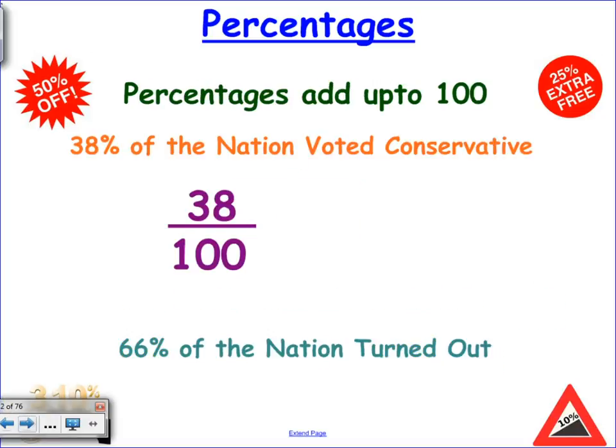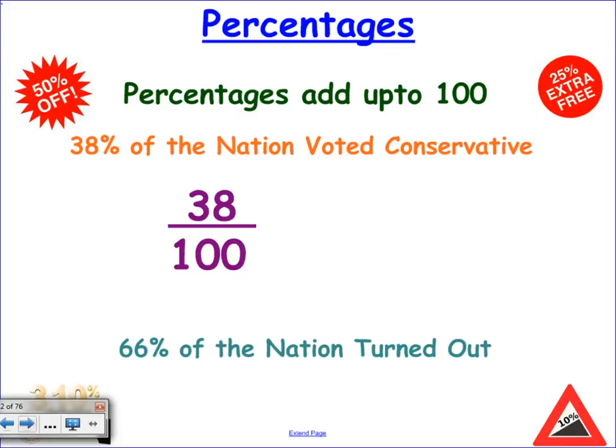Okay, percentages. One thing you have to remember is, unlike most football managers on this planet, teams can't give 120%. Okay, there only is ever 100% of something. They will ask you questions on do you understand that percentages have to add up to 100? So 38% of the nation voted Conservative. All they're saying is 38 over 100 actually voted Conservative, which tells you, if you do a quick sum in your head, that 62% didn't actually vote for the Conservatives. Yeah? However, 66% of the nation turned out.